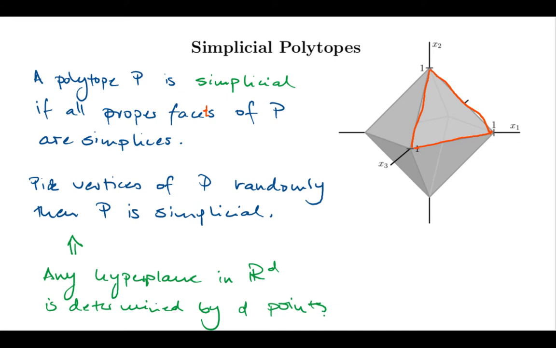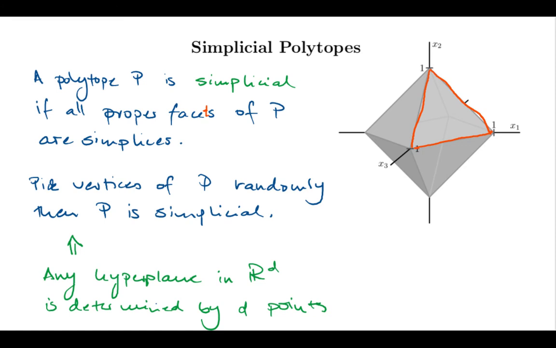So now, if I pick vertices of P, and I think of P as a d-dimensional polytope now, at random, that means no d+1 of them will live in a hyperplane. And in particular, that means any facet-defining hyperplane will have at most d points. But that means the facet is a simplex. I have d points giving you a d-1 dimensional polytope. That's by definition a simplex.